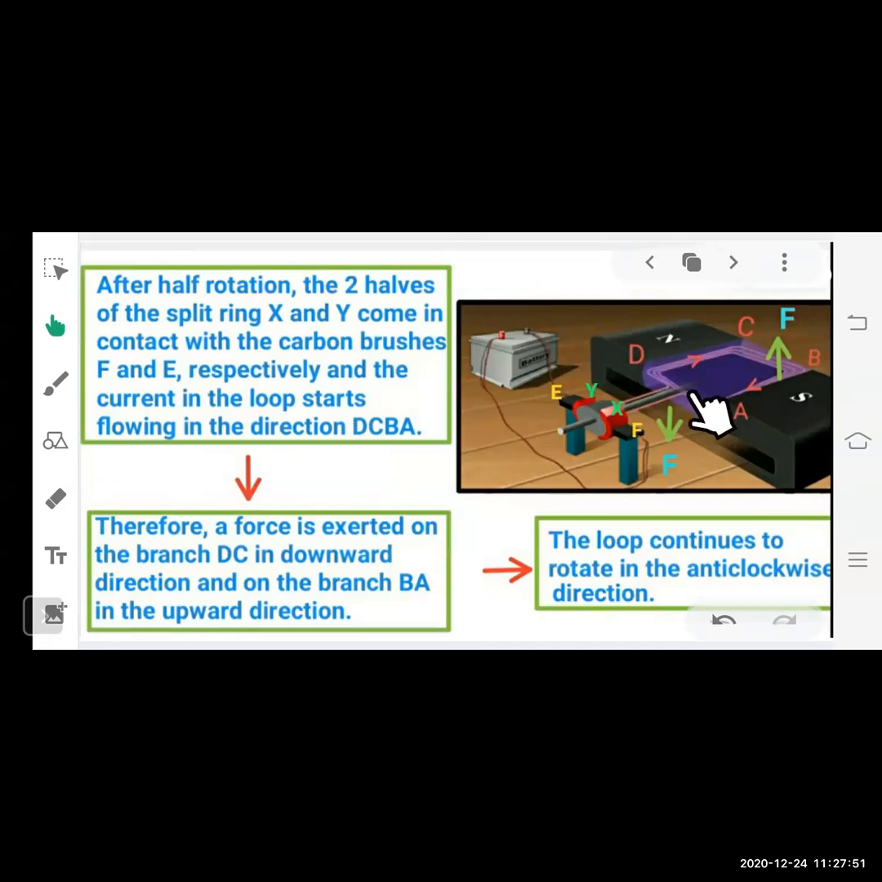But when it acquires this position, the arms are now interchanged. The arm which was on the left hand side first, AB, is now on the right hand side, and the arm CD which was on the right hand side is now on the left hand side. So the direction of flow of current in AB and CD are reversed, and again the direction of force is reversed. So in branch CD, now the force is exerted in downward direction, and in AB it is exerted in upward direction, and because of which this armature coil keeps on rotating continuously.